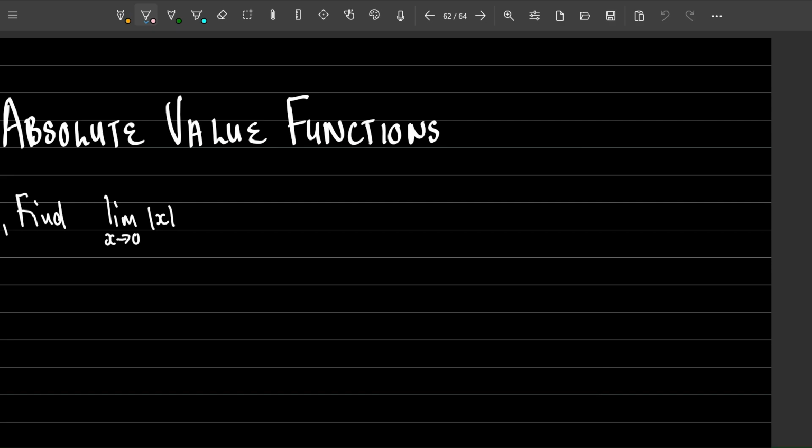All right, so absolute value equations, we still use the method of comparing right and left limits. So we find one at a time, from the right, from the left. If they are the same, we know that the two-sided limit exists. If they're not the same, the limit doesn't exist. So where does it come from? You must know that absolute value itself is a piecewise function.